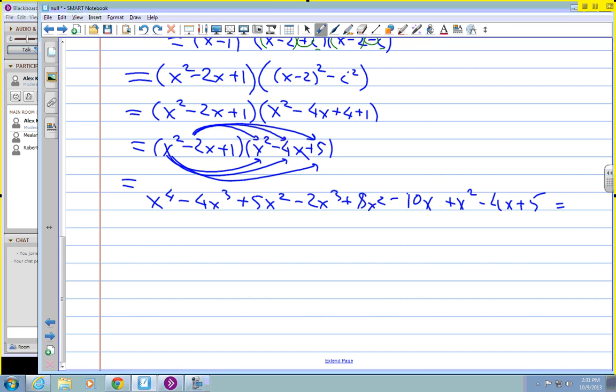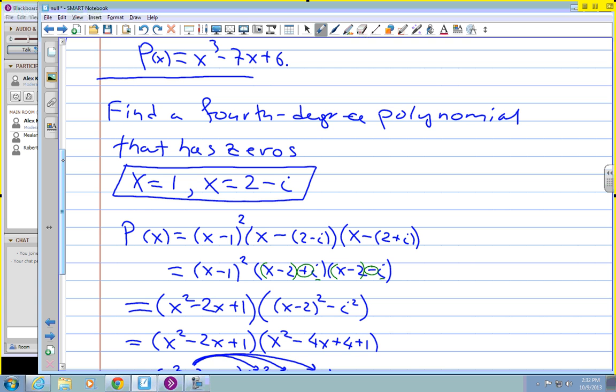Okay, so combine like terms. What do you get? x to the 4th. How many cubics? Negative 6. How many squares? 5, 8, 1. All pluses, right? So 14. And x's, negative 14x. And just the lonely 5. So that will be a 4th-degree polynomial that has those zeros.